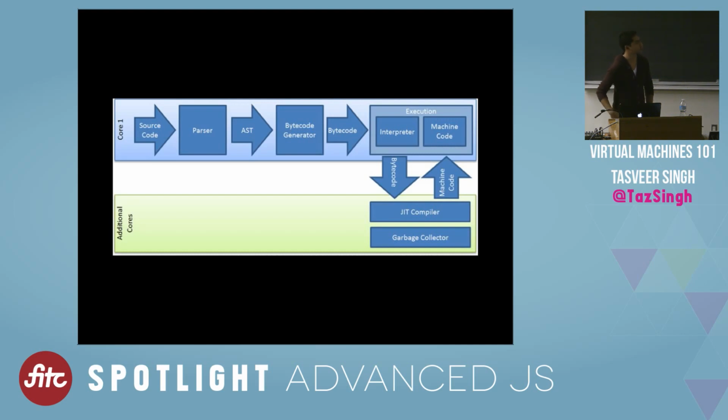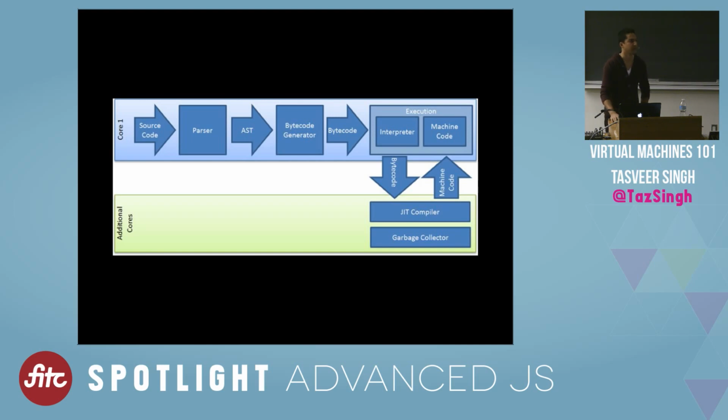This diagram is actually from the Chakra team at Microsoft. This is how their VM works. So as you can see, the source code gets inputted. It goes through the parser, gets outputted into an abstract syntax tree, into the bytecode generator, generates some bytecode, goes into the interpreter. So the interpreter spins away, doing all your code in it, so on and so forth.